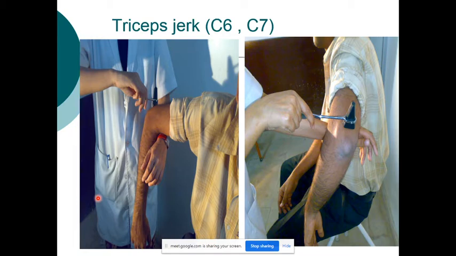Triceps jerk. Is it clear? Any queries till now? Can somebody unmute and tell me? No, sir. Okay.